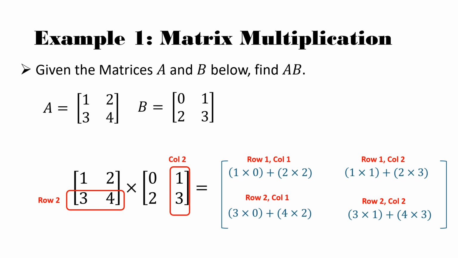And working each of those out, 1 by 0 is 0 plus 2 by 2 is 4. That just gives us an answer of 4. 1 by 1 is 1 plus 2 by 3 is 6. That gives us an answer of 7. 3 by 0 is 0, plus 4 by 2 is 8, and 0 plus 8 is just 8, and 3 by 1 is 3, plus 4 by 3 is 12, gives us an answer of 15. So our final answer for AB is 4, 7, 8, 15.